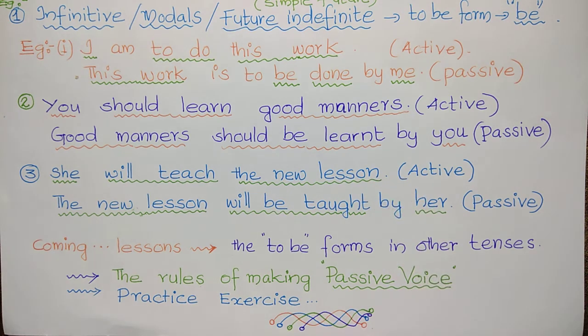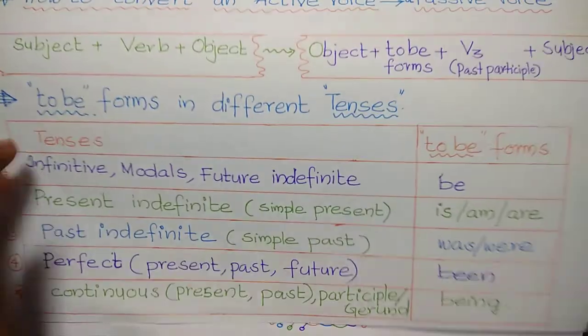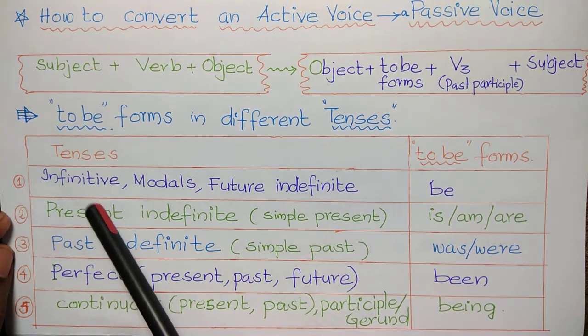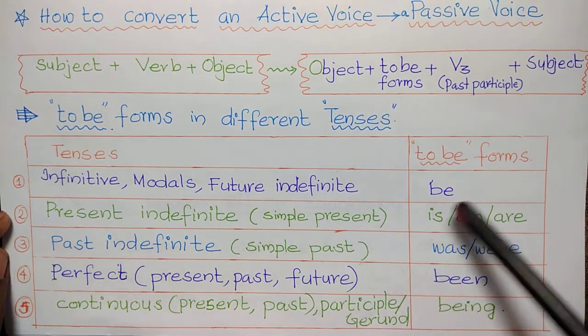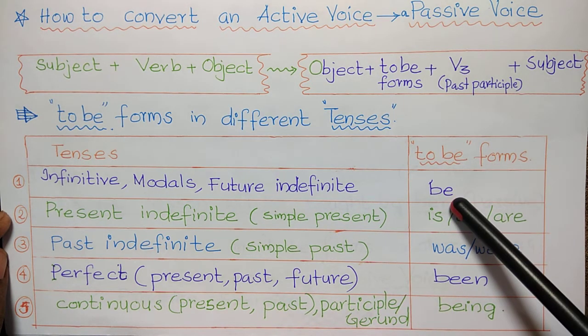So this is how we make passive forms in the case of infinitive, modal sentence or simple future or future indefinite sentences. So let's conclude this session. In the coming parts, we will discuss the to be forms in other tenses. Here we discussed the infinitive, modals, future indefinite. That is, the to be form used is be.